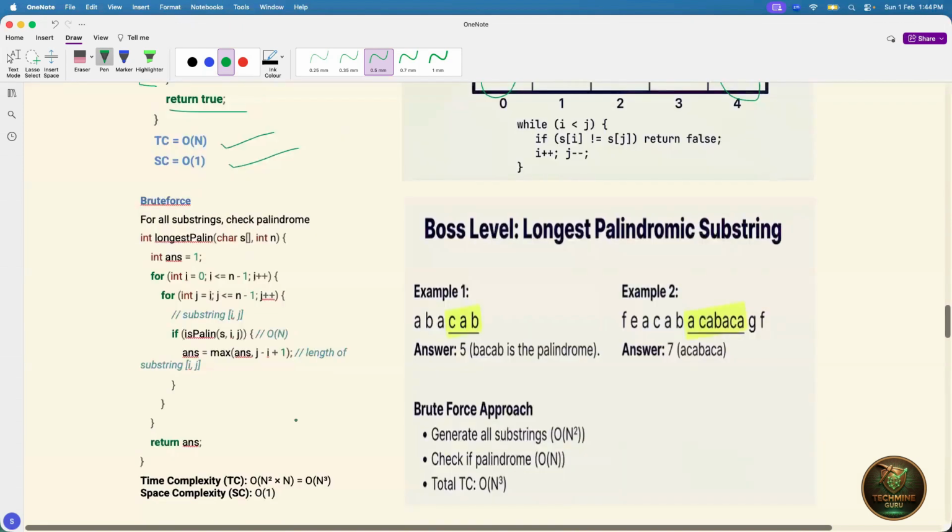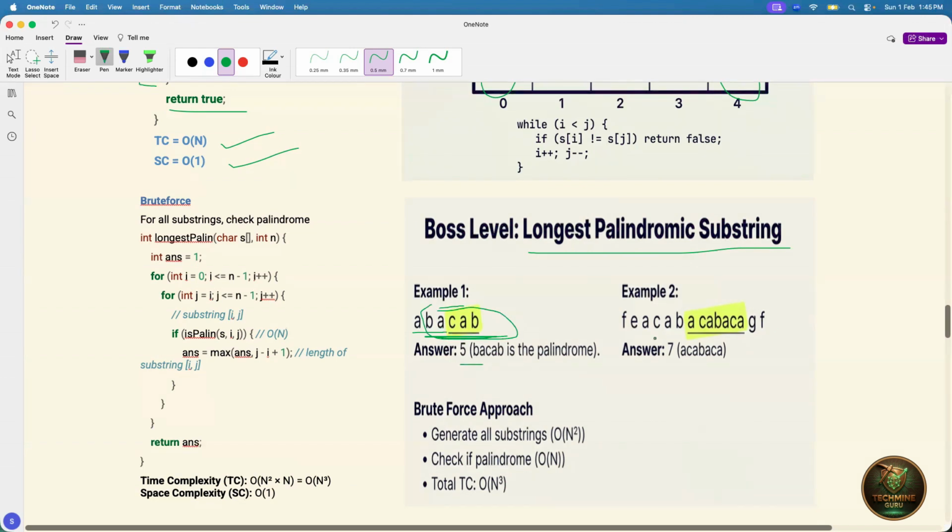Now let's see the boss level problem on the same concept. Suppose we are given the question that we have to find the longest palindromic substring present in a string. For example, ABACAB is a string and we have to find the longest palindrome. If you see properly, we have one palindrome as ABA, one palindrome as ACA, but they are of length 3. But if you see closely, we have BACAB as well, which is of length 5. So we have got the longest palindromic substring inside the string, which is of length 5.